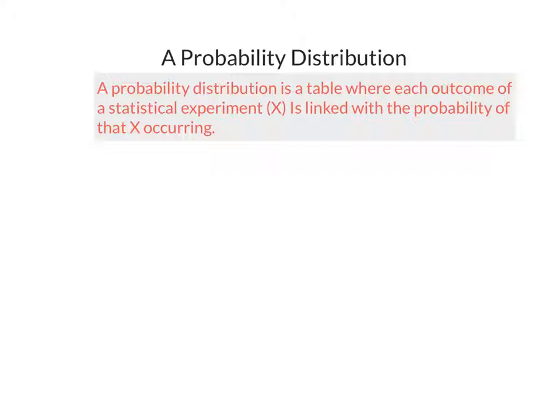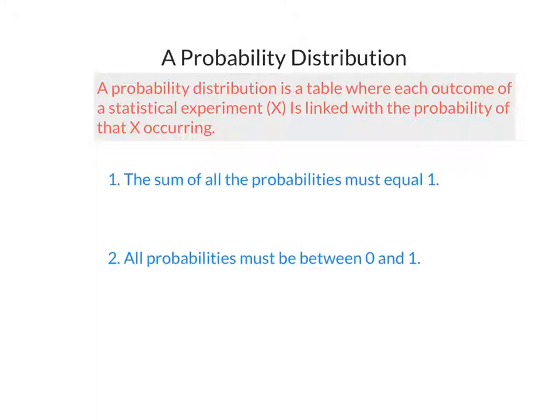A probability distribution has a few properties that go along with it. The first property is that the sum of all the probabilities in a probability distribution must be equal to 1. We will write that like this: the sum of all the probabilities of my random variables X must be equal to 1.